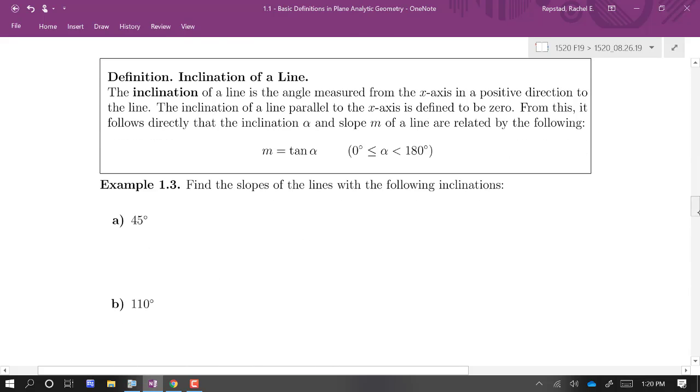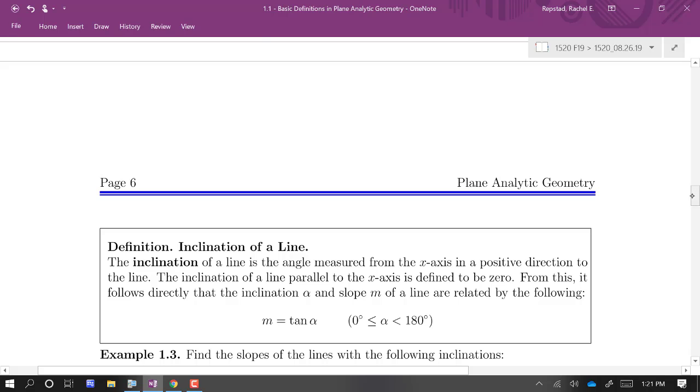So the slope of the line gives us a sense of how steep it is, whether it falls or rises as x moves from left to right, and how steep. A large slope is quite steep, and a small slope, like 1/3, is not very steep at all. But we have another way to measure how a line might be rising or declining, and that is the inclination of a line. The inclination of a line is an angle.